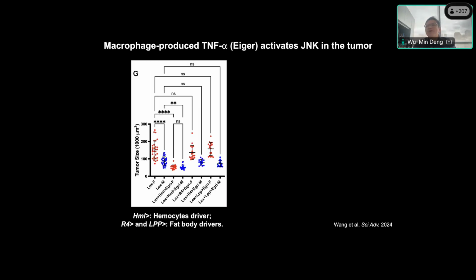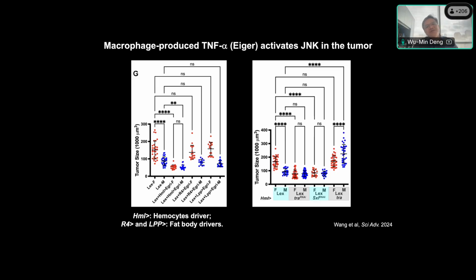Then we can also use this very specific LexA system to knock down Eiger in the hemocytes between males and females. You can see that now the sex difference is also reduced. Then as a control, we can see that Eiger from the fat body, the other potential source of Eiger, does not affect the tumor size.